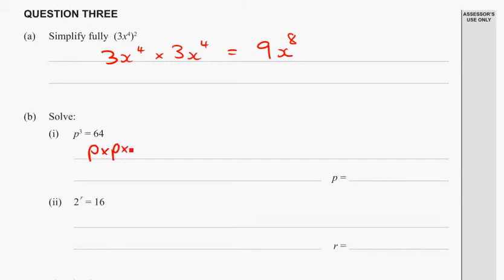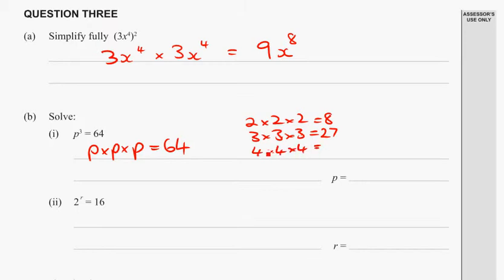P times P times P equals 64. Now you either know that the answer is 4 or you might just have to try. So for a strategy you could try 2, which clearly would give you 8. You could try 3. 3 times 3 is 9. 9 times 3 is 27. You could try 4. 4 times 4 is 16. We need 16 times 4. 64. So the answer is P is 4. So you either know it or you can use process of trial and error.